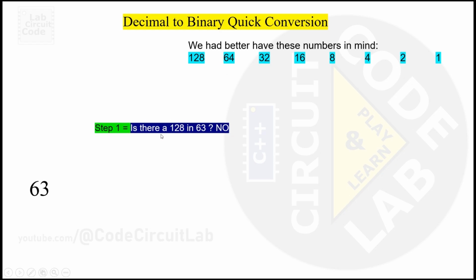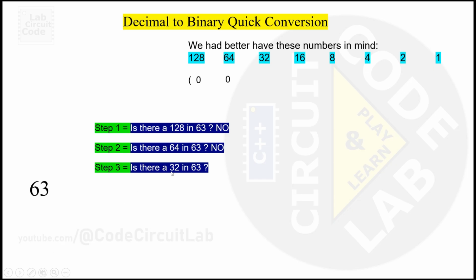Step 1. Is there a 128 inside 63? The answer is no. Because it's a no, we put a 0 under 128. And we jump to the next one, which is 64. Is there a 64 in 63? Again, the answer is no. So we put a 0 under 64 and we jump to 32.